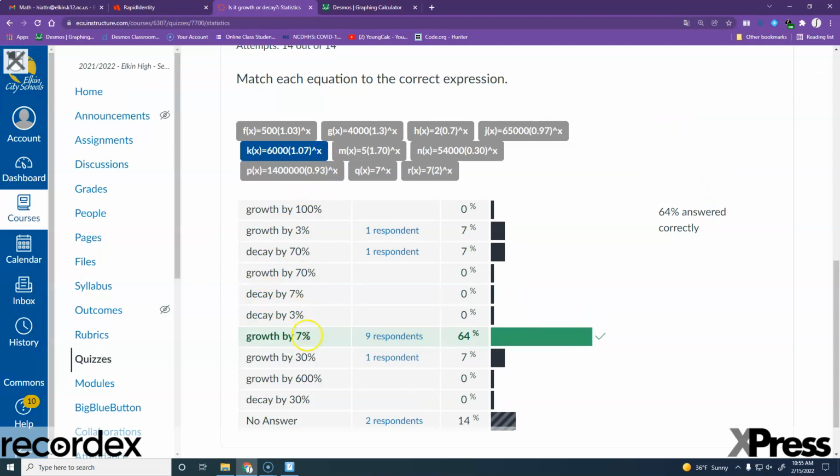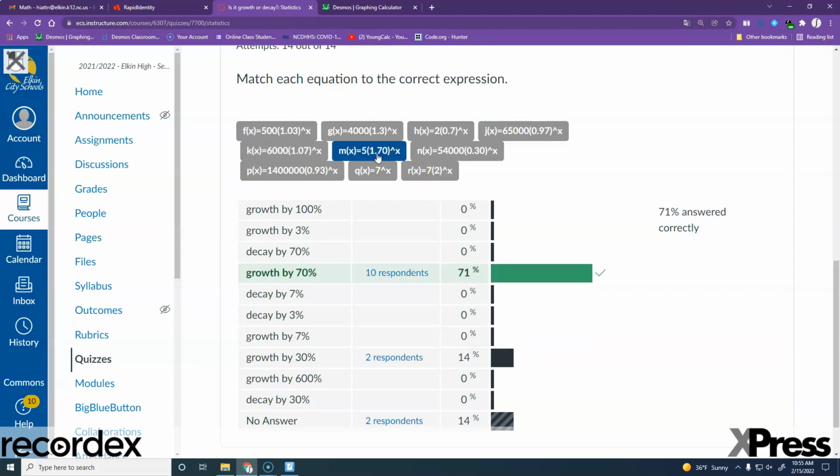For 1.07, one person called that decay, but this is growth because that's bigger than 1. Subtract your 1, you get 0.07, which is 7% when you change it to a decimal. So that should be growth by 7%. For M, you should get growth by 70%. Subtract the 1, you get 0.7. Move that decimal 2 places, you're going to get 70.